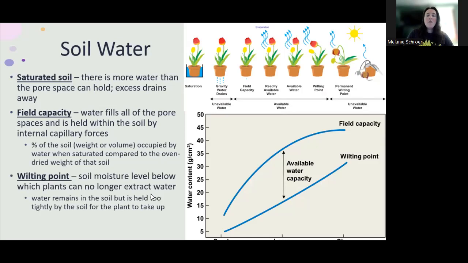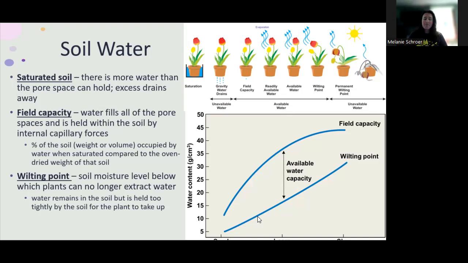Okay, the wilting point. Again, because of chemical interactions between water and the particles themselves, soil moisture can be held in the soil in such a way that it is attracted to the particles and it's not able to be broken free and taken up by the plants. And so the wilting point is the soil moisture level below which plants can no longer extract water. The attraction between the water and the particles is stronger than the attraction of the water into the root.